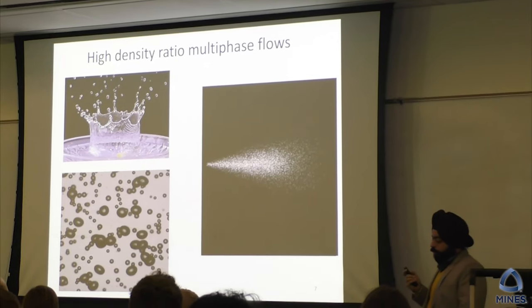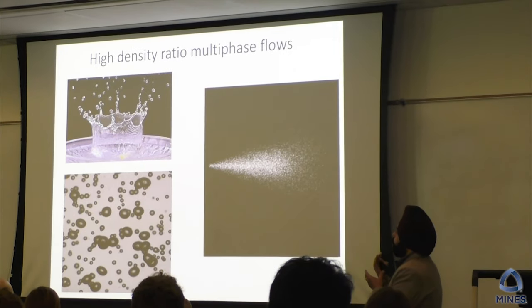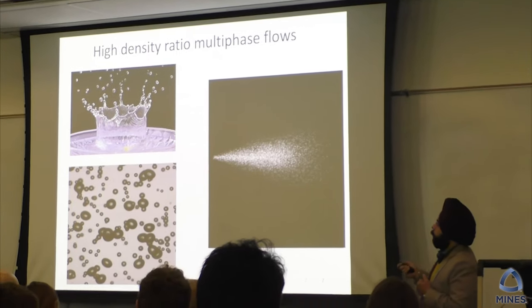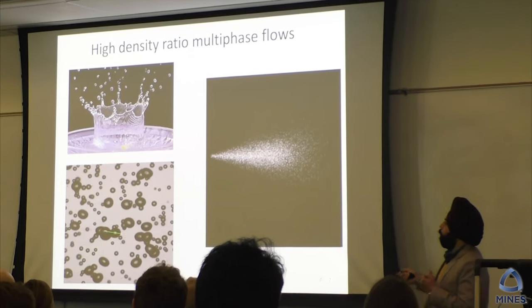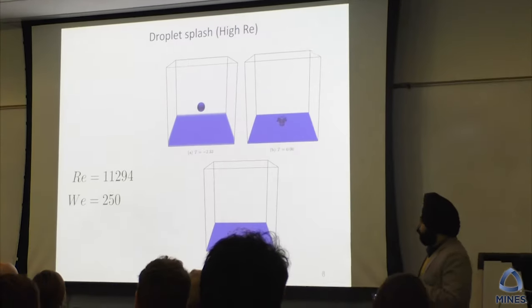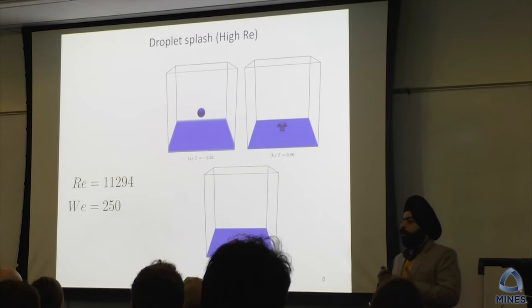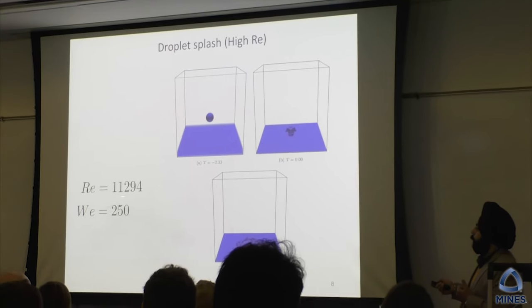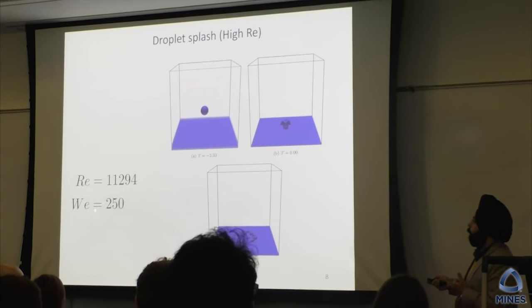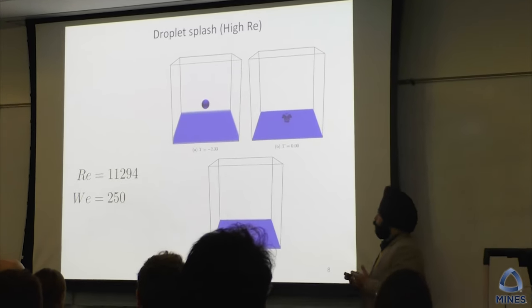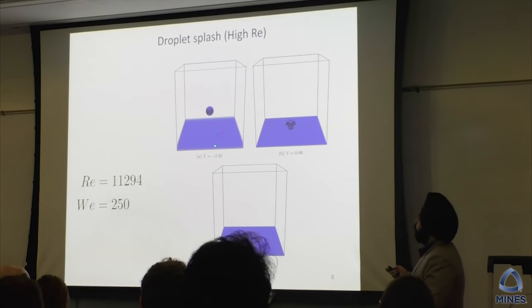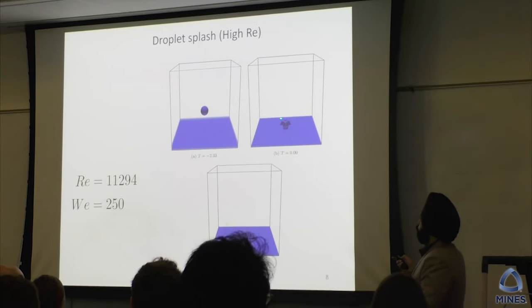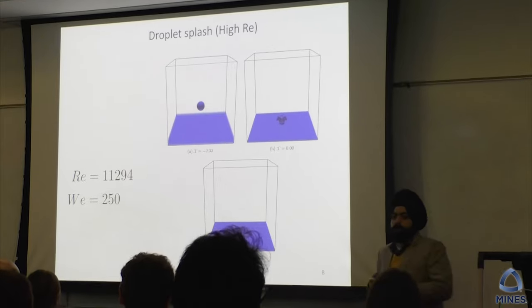High density ratio multi-phase flows are also common in industrial and natural applications. For example, atomization of fuel through a nozzle, or splash of liquid, or a pool of liquid, or bubbly flows in industrial boiling settings. But the numerical simulation of these flows is very complicated, especially if you consider high density ratios and flows that involve high Reynolds number or high Weber number, which means high surface tension effects. So when that is the case, even a very simple case of a water droplet dropping into a pool of liquid gives you a hard time. The droplet will crumble and simulations become unstable.